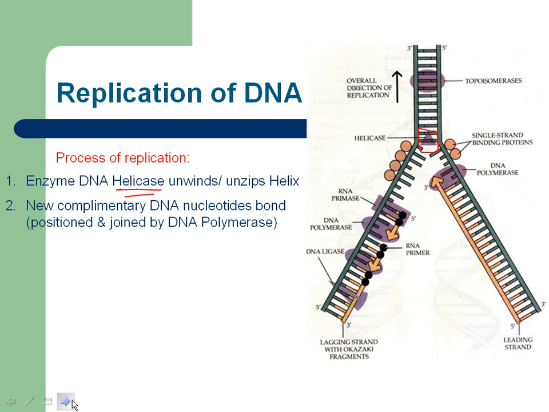And then what happens, like I was saying, DNA nucleotides, which were the phosphate, sugar, and base, are going to be added. So as soon as it's broken apart, new bases are going to be added right when it breaks. And they're positioned by another enzyme which is called DNA polymerase. So the helicase breaks it, and then the DNA polymerase pretty much just goes behind it and places them in certain areas.